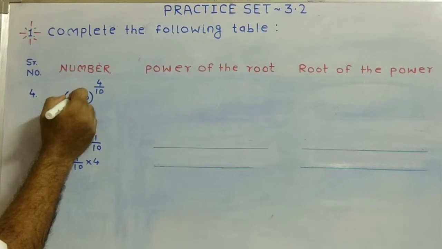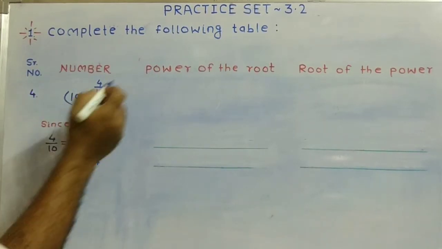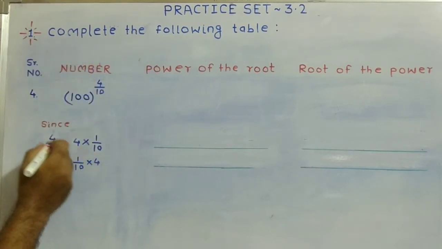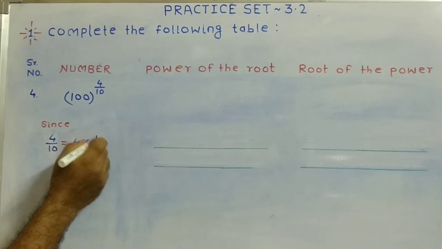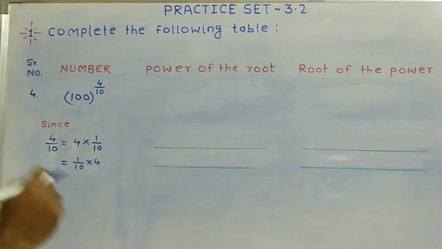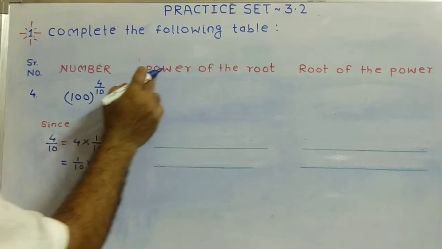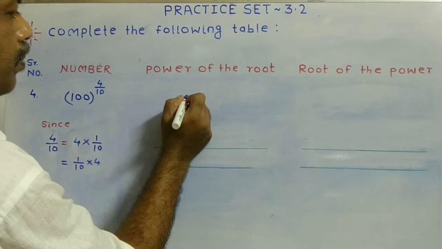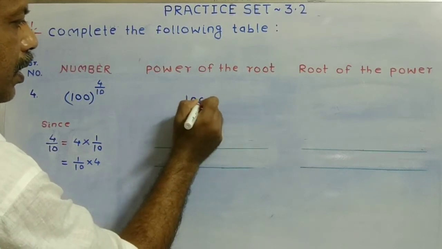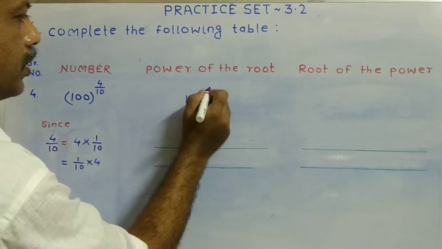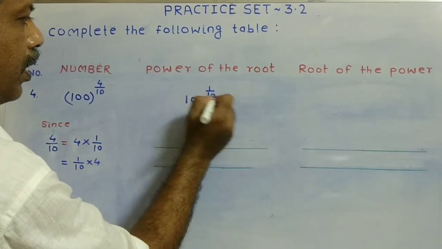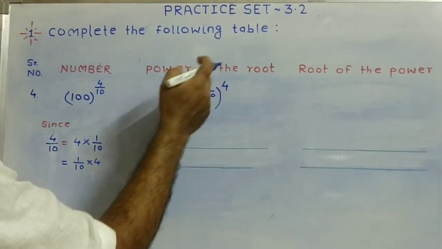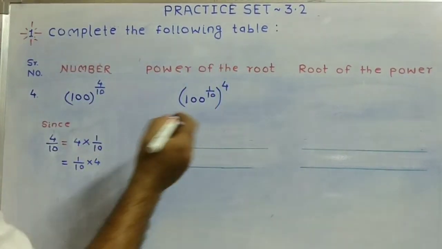In the fourth example, there is 100 to the power 4 upon 10. Now always remember that 4 is a power, 1 upon 10 is a root. Therefore I can write 4 upon 10 as 4 multiplied by 1 upon 10, or 1 upon 10 multiplied by 4. Now we have to write the power of the root. When we are writing the power of the root, write down first 100 to the power, it means 1 upon 10 to the power 4. This will be the power of the root of a number.